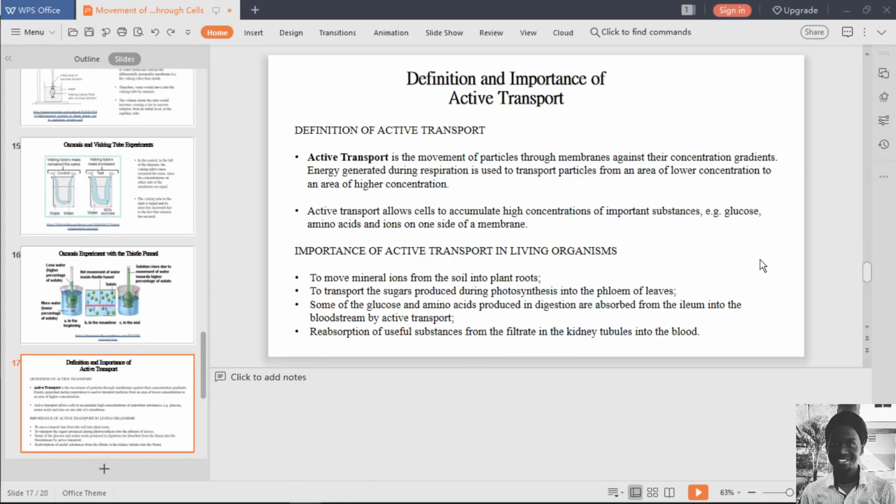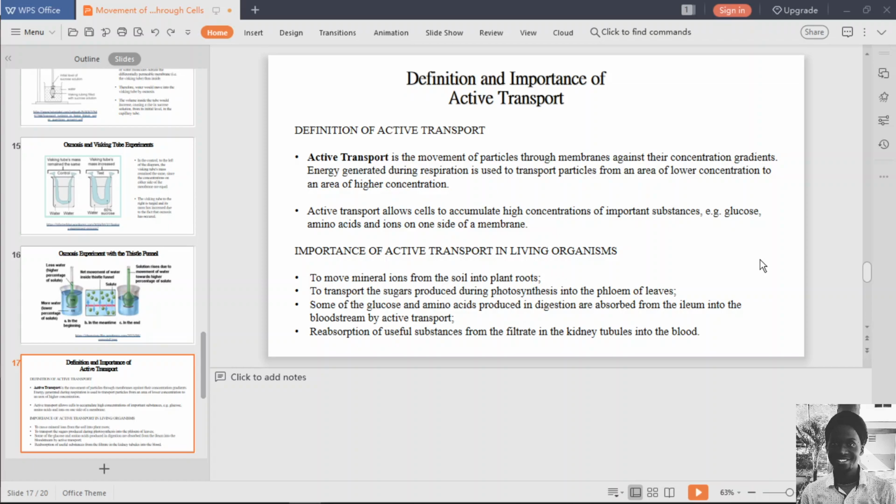So active transport is a movement of particles through a membrane or through membranes against their concentration gradients. Okay, so you need energy to do that. Energy generated during respiration in the form of ATP is used to transport particles from an area of lower concentration to an area of higher concentration. Notice it is the opposite of diffusion. Diffusion goes from high concentration to low concentration.